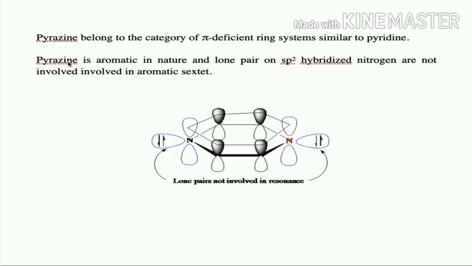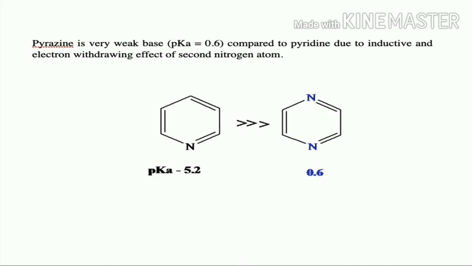If you see the aromatic nature, it is aromatic and it obeys the 4n plus 2 pi electron rule, that is Huckel's rule, and the lone pairs which are present on the sp2 hybridized nitrogens are not involved in the resonance. So they are perpendicular to the p orbitals, hence they are not involved in the resonance. Due to the presence of these 2 lone pairs of electrons, it is going to act as a weak base.